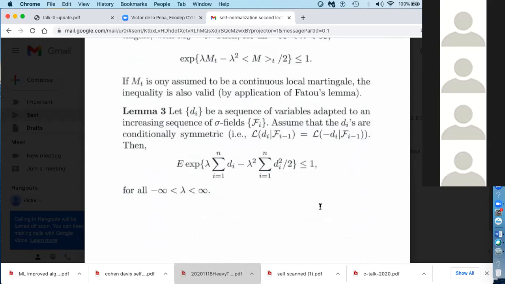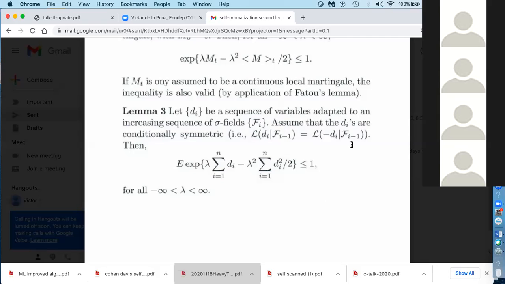Now, here I present a result that is rather surprising in my opinion, which appears in my paper in the Annals of Probability in 1999. So this is an old result. We have a sequence of variables adapted to an increasing sequence of sigma fields. The only assumption that we make about these variables is that they are conditionally symmetric. So the conditional distribution of d_i given the past sigma field F_{i-1} is equal to the conditional distribution of minus d_i given F_{i-1}.